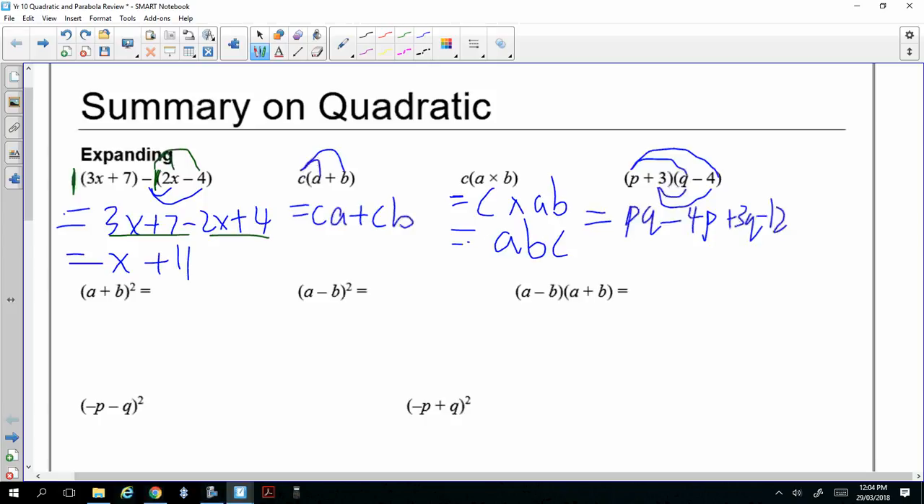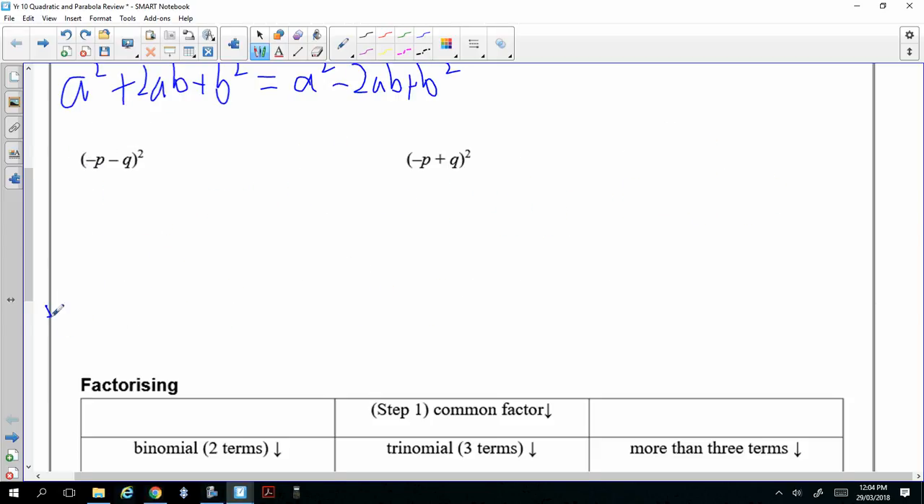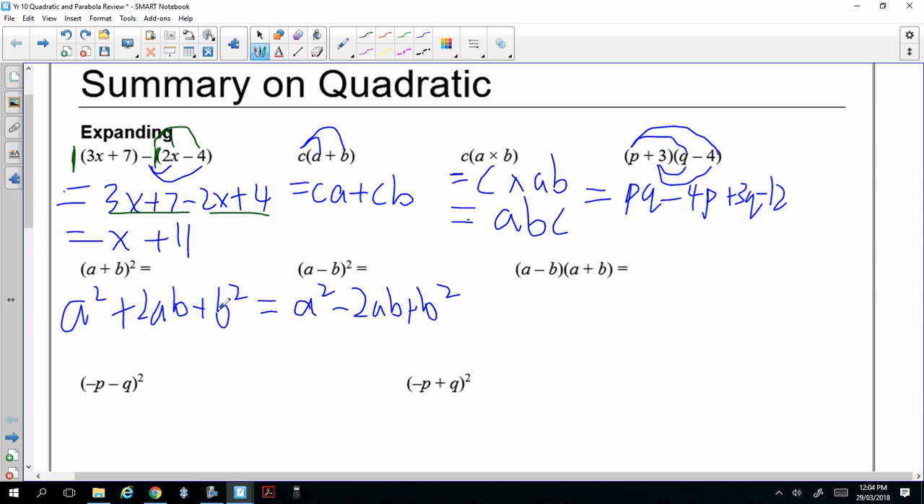Yeah. Alright, continue on. Hopefully you remember the formula for perfect square. A squared plus 2AB plus B squared. Okay? Alright, good. Next one, A squared minus 2AB plus B squared. And the last one is difference of two squares, A squared minus B squared. Hopefully you can see the difference and similarity between them.